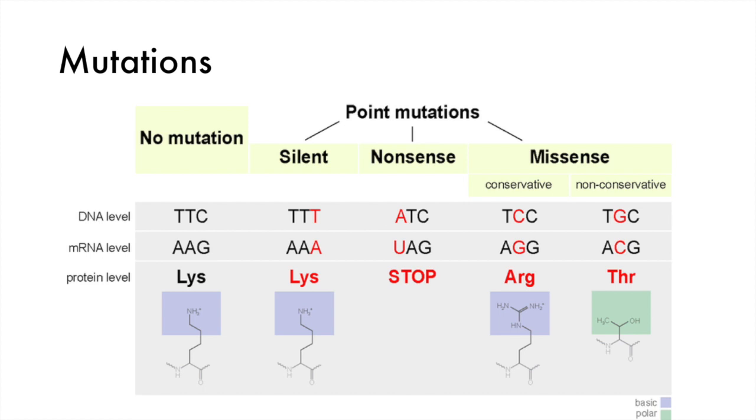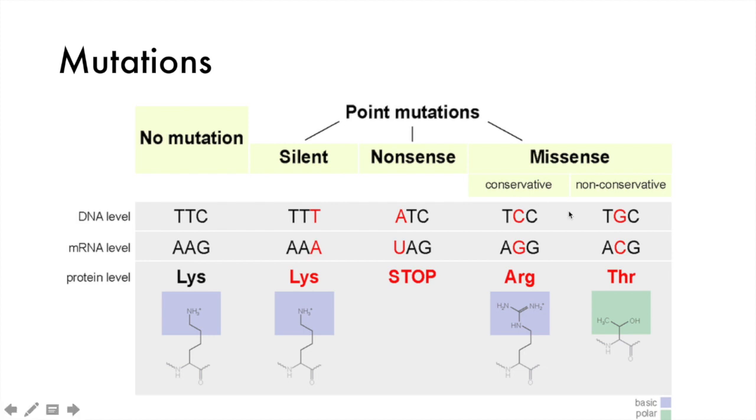Well, what if instead of changing TTC to TTT, we change it to ATC? Whoa, then at the messenger RNA level, the codon becomes UAG. And UAG is a stop codon. And that's what we call a nonsense mutation, because we've changed an amino acid codon to a stop codon. That means that instead of adding in lysine, we're just going to stop making the protein altogether. And nonsense mutations typically are pretty catastrophic because it means you are likely to lose the function of that protein.